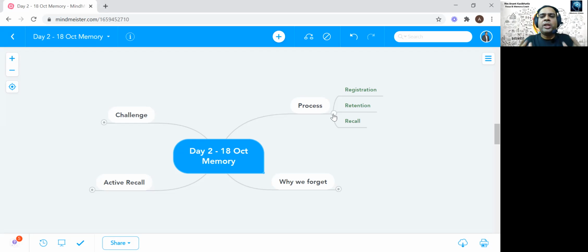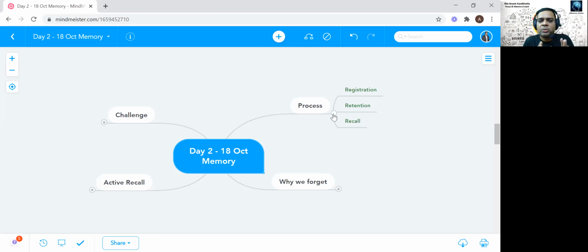Retention is simply the holding capacity. How long can you hold on to the information which is there inside? That's retention. The third one is recall. Recall is the ability to bring out the information, searching the whole data bank, and whenever you need something, you should be able to bring it out. So registration, retention, and recall, these three steps comprise the process called memory.